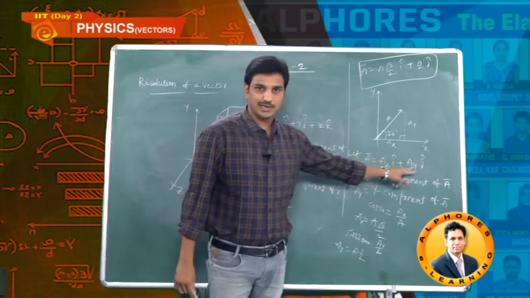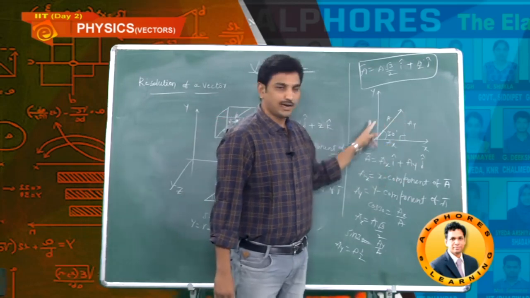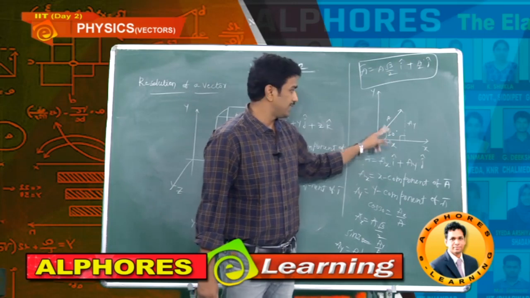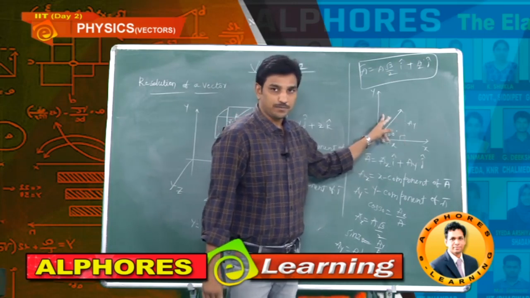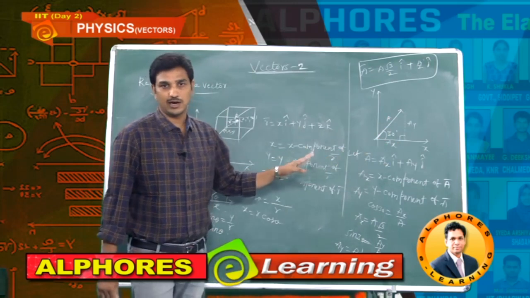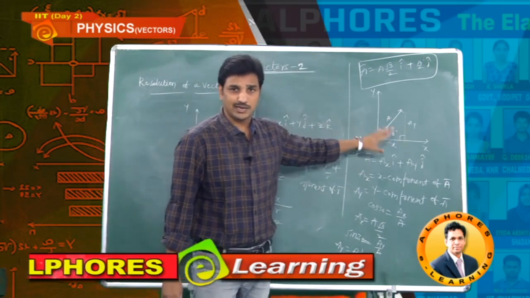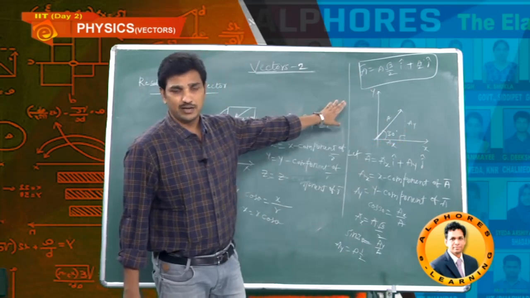How did I calculate Ax and Ay? I took the help of a right angle triangle and trigonometry: cos is Ax by A, sin is Ay by A. By taking the help of cos and sin values, I derived the Ax and Ay values, and I substituted them there. Finally, I got the vector.